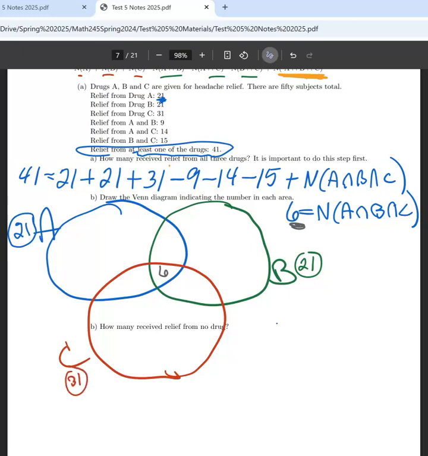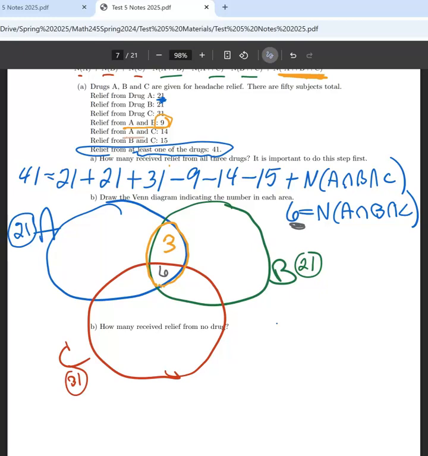So the next thing I want to do is work on the intersections. The intersection between A and B has to be 9. So that means all of this has to be 9. Well, if the 6 is here, doesn't that mean this has to be 3? Yes. Okay.